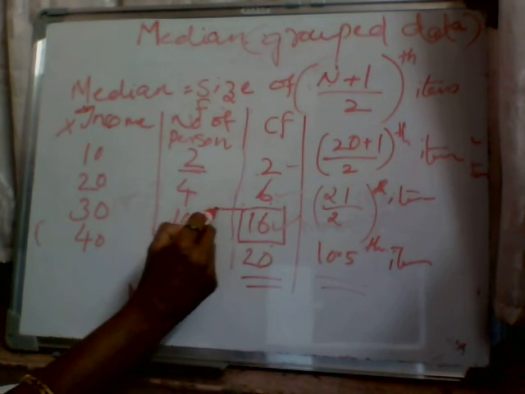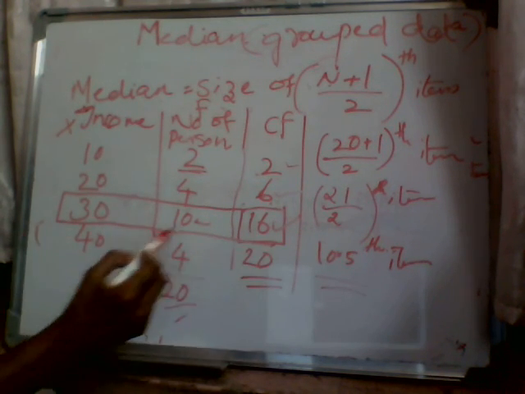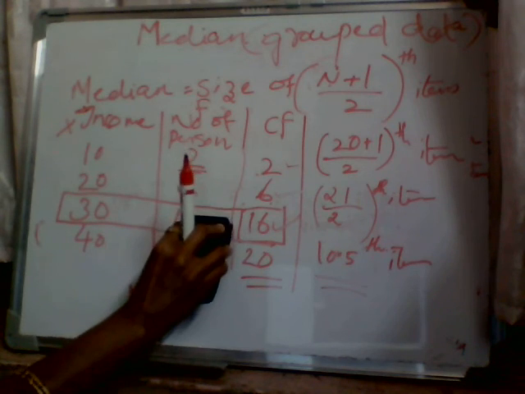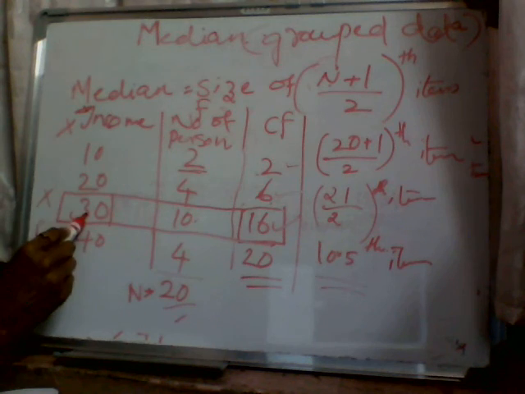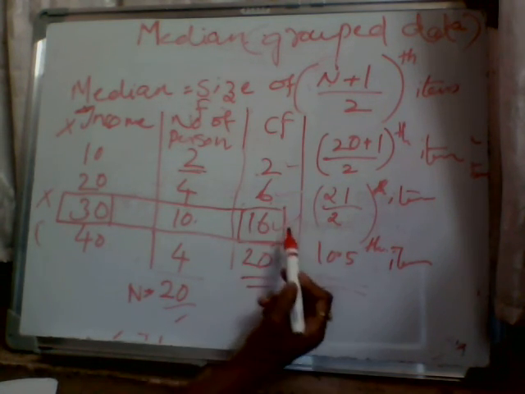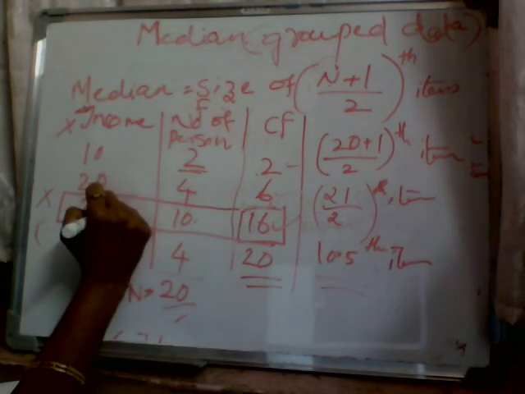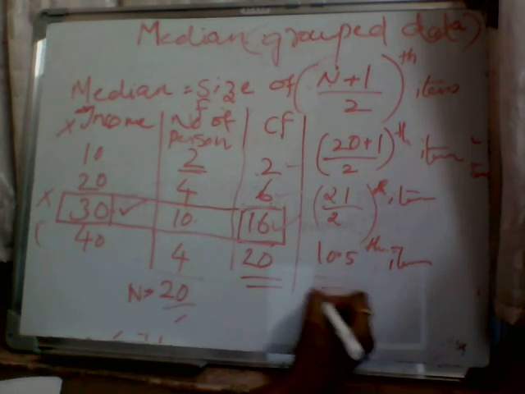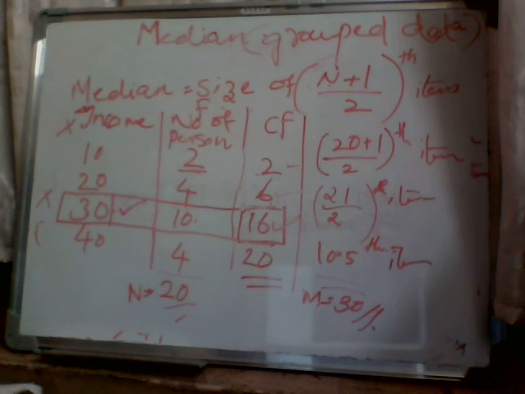Then we need to mark this column. This is the median. This is the x, this value is the median. The 10.5th item means it will come in 16, and 16 comes under 30. So our median is 30. Then we got the median as 30. This is the step to find the median.